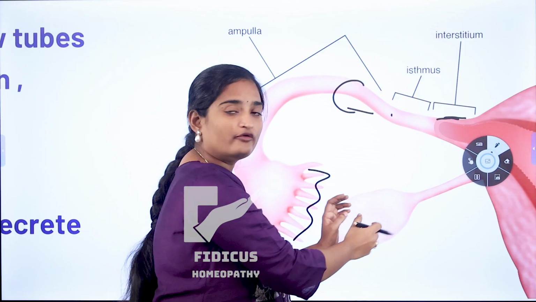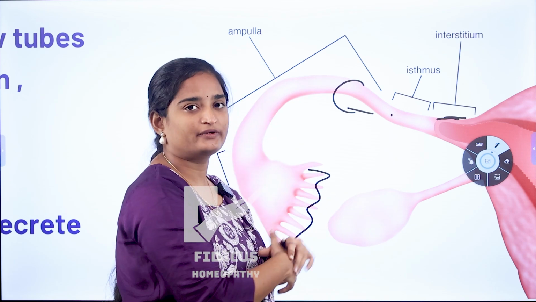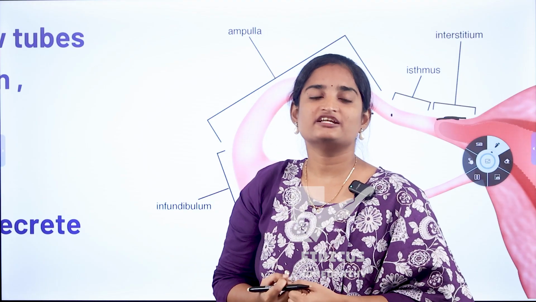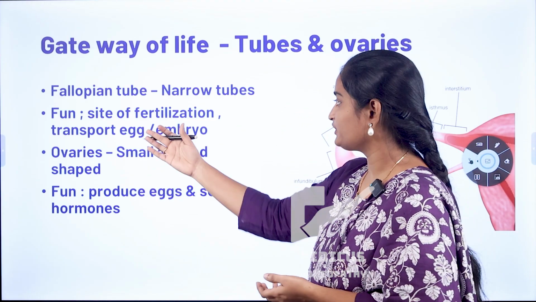This sweeps over the ovaries and helps in the collection of eggs. The ovaries release the egg. This is all about the fallopian tube. The fallopian tube helps in fertilization and also catches the eggs released by the ovaries. So the functions of the fallopian tube are being the site of fertilization and the transport of the egg or embryo.